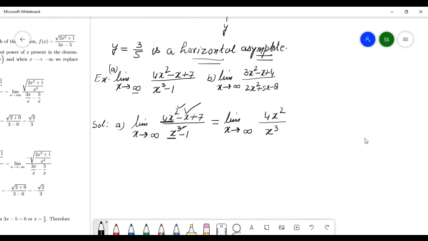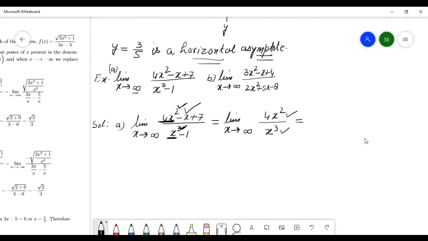Highest power of x in the numerator: keep that term only, so here the highest power is x square, the term 4x square. In the denominator, the highest power is x power 3, keep only that term. Okay, this is called the quick method. Then you will find the limit.